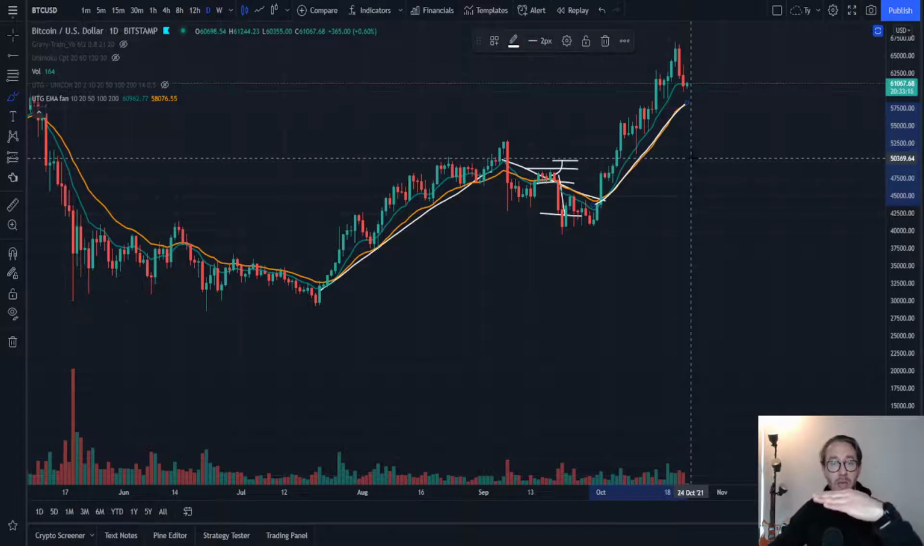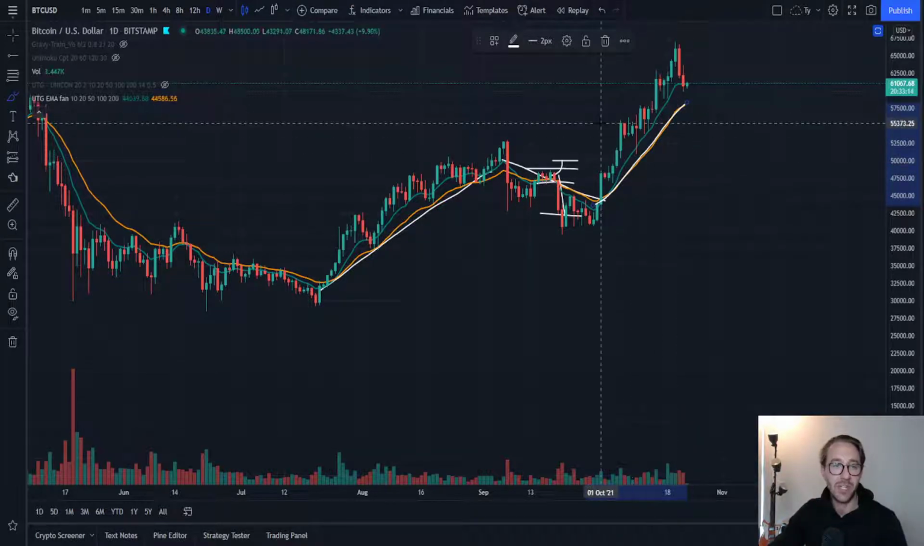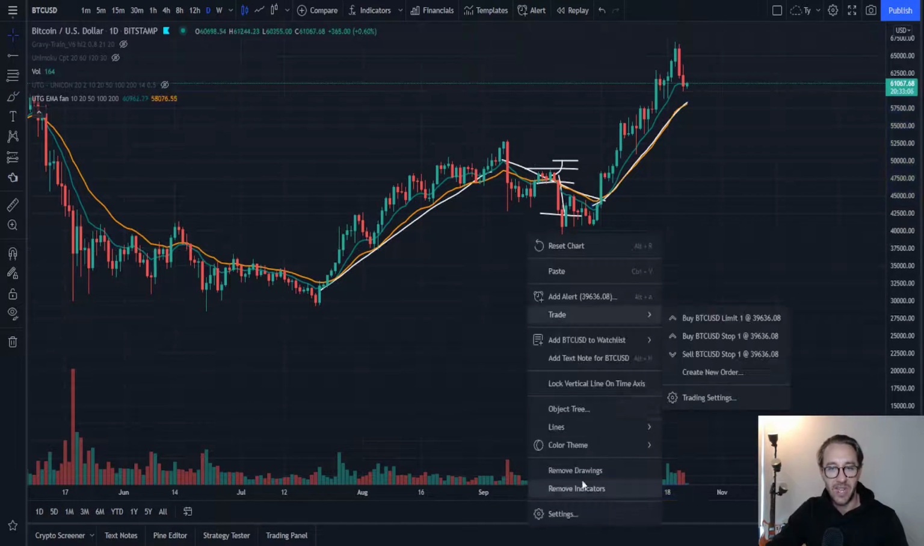So the smoother and flatter the moving average is, the more in a range you will find ourselves. The steeper the angle of the EMA up or down, the more defined the trend is. So that's a very, very easy way to understand it.